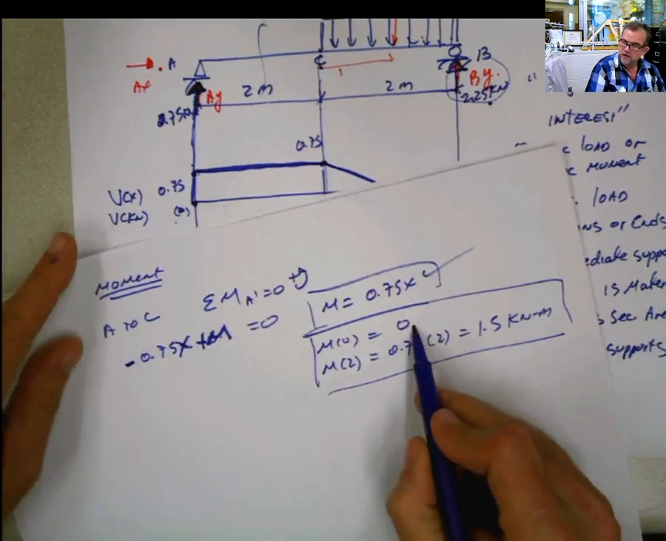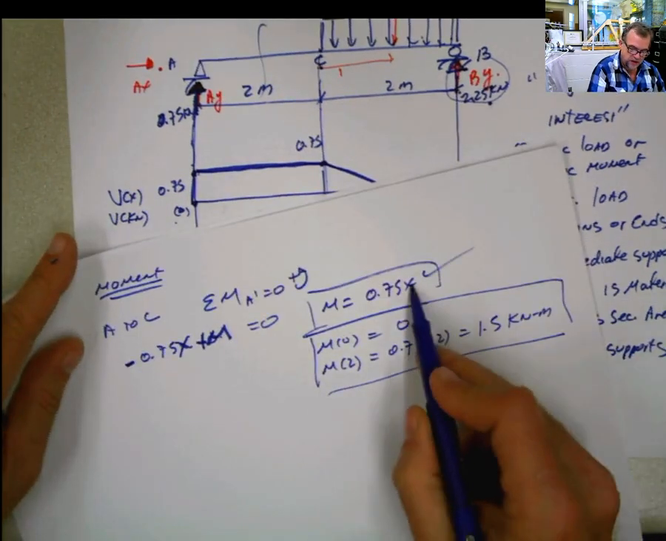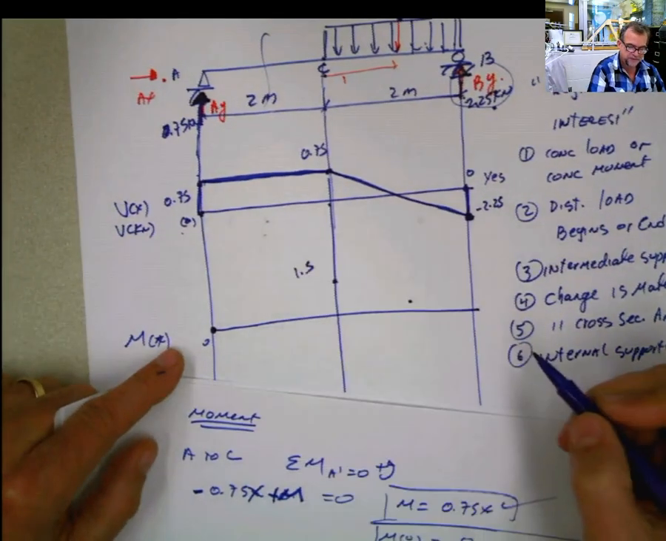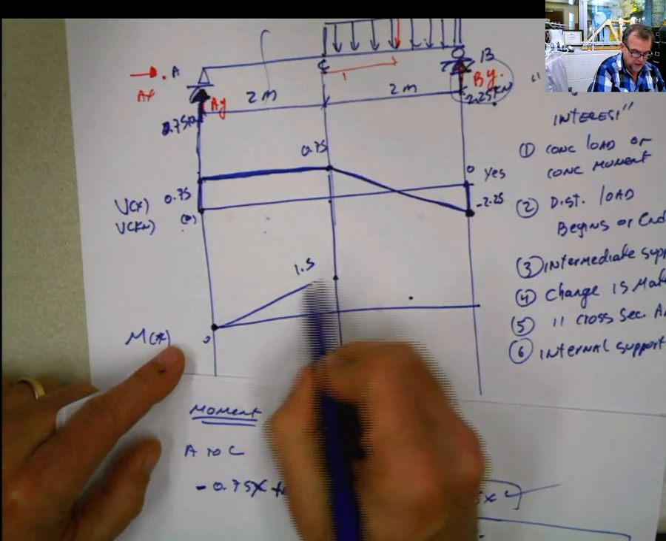And it's correct because it starts at zero here. Now the equation is a straight line and the final point is 1.5. 1.5 is there. Straight line, straight line.